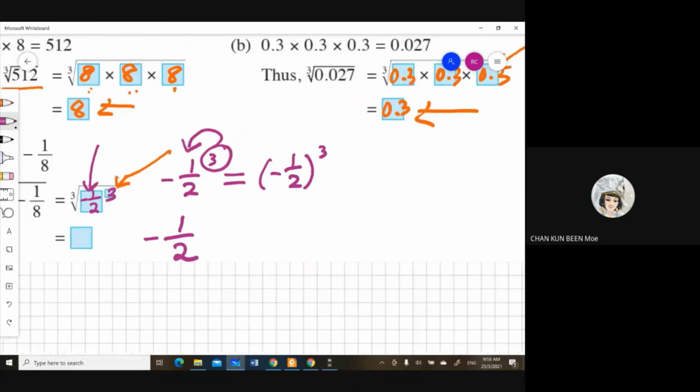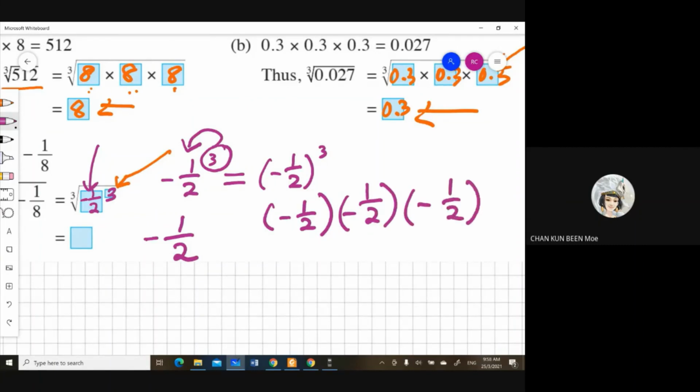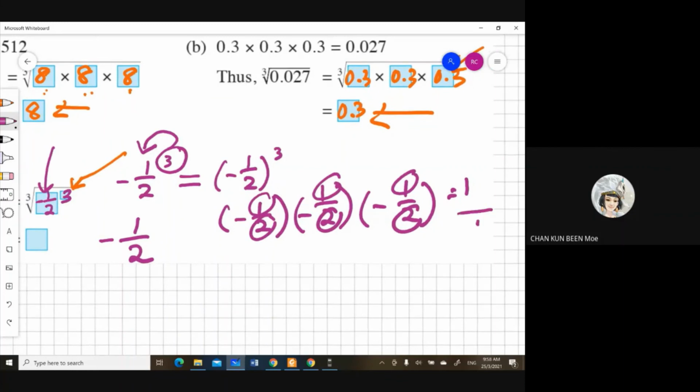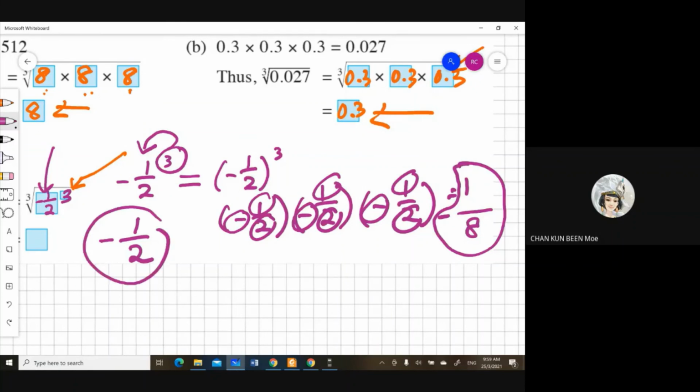Whereas for the one in bracket, it will be like this. You see, it is negative 1 over 2 times negative 1 over 2 times negative 1 over 2. So 1 times 1 times 1 is 1. 2 times 2 times 2 is equal to 8. And then negative times negative is positive. Positive times negative is negative. So the answer is different from this one.